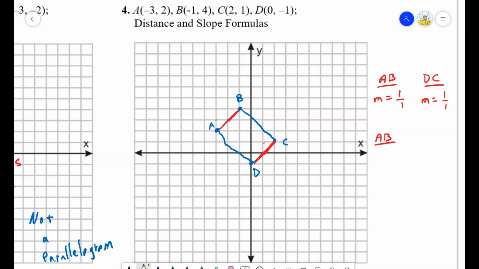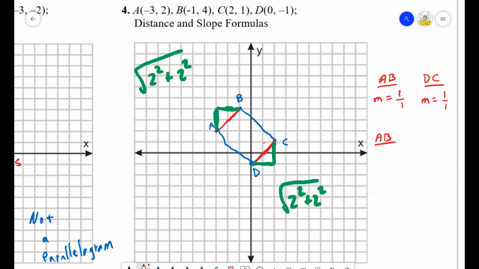So the length of AB, if we use our Pythagorean theorem, we have 2 this way and 2 this way. So it would be 2 squared plus 2 squared. And we take the square root of that. Okay? And we see the same thing happening down here. We have a leg of 2 and another leg of 2, so that distance would be 2 squared plus 2 squared, and we will take the square root of that.